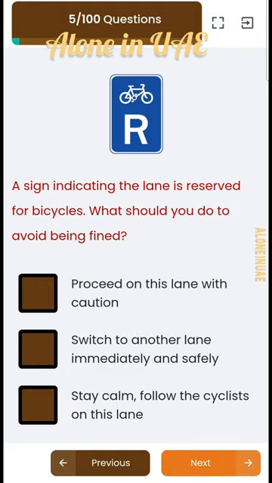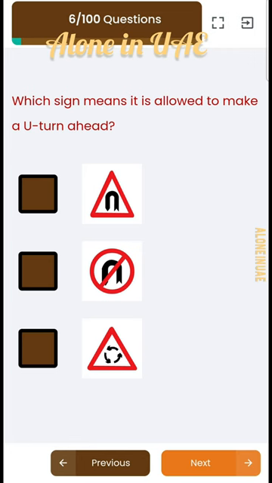A sign indicating the lane is reserved for bicycles. What should you do to avoid being fined? Which sign means it is allowed to make a U-turn ahead?